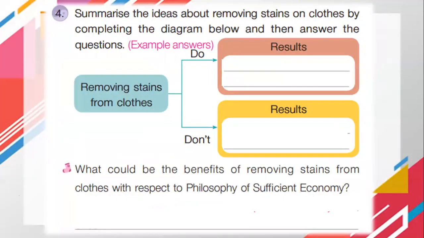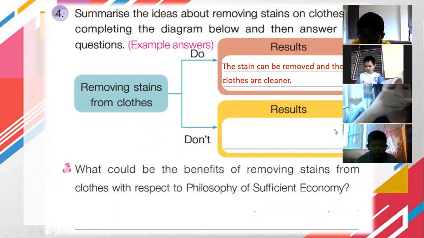All right, now what we have to do here is summarize the ideas about removing stain on clothes by completing the diagram below and then answer the question. For example, here, removing stains from clothes. If we remove the stain, what will be the result? The clothes are clean. Right, the stain can be removed and the clothes are cleaner. And if we do not remove the stain from the clothes, what will be the result? The clothes are dirty.